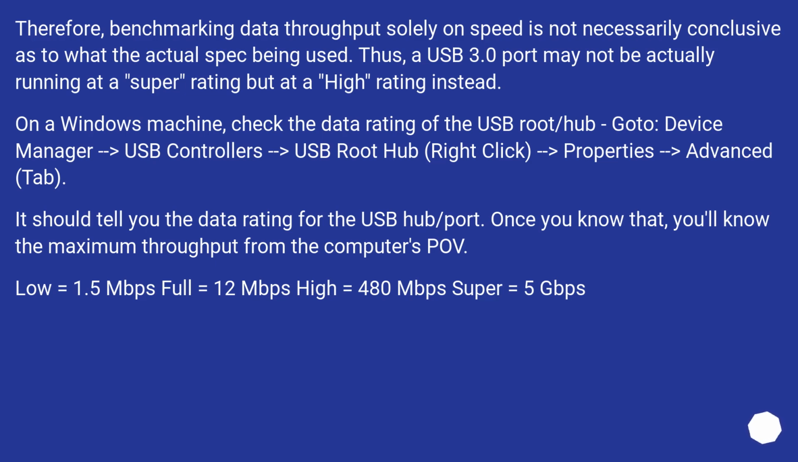On a Windows machine, check the data rating of the USB root hub: go to Device Manager, USB Controllers, USB Root Hub, right-click, Properties, Advanced tab. It should tell you the data rating for the USB hub/port. Once you know that, you'll know the maximum throughput from the computer's POV. Low equals 1.5 Mbit/s. Full equals 12 Mbit/s. High equals 480 Mbit/s. Super equals 5 Gbit/s.